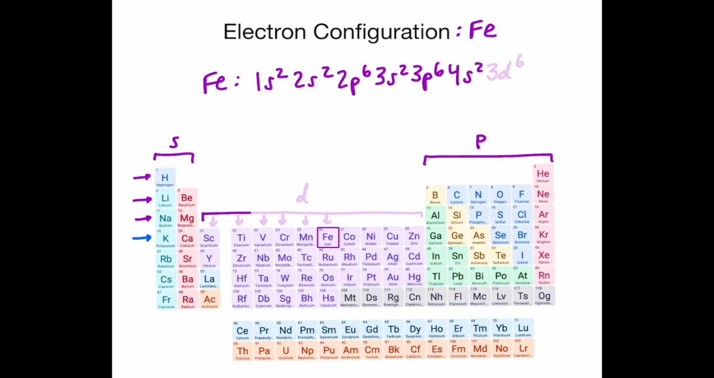And now we're going to go to the D block elements. And because the D block are lower in energy, we're actually going to go back to energy level 3. So we have 3d, and we have 1, 2, 3, 4, 5, 6. And that is the electron configuration for iron.